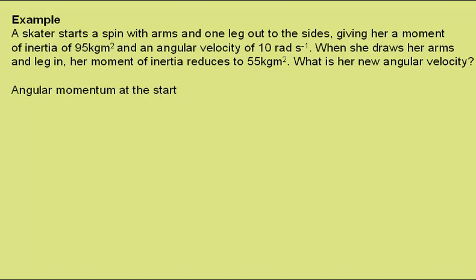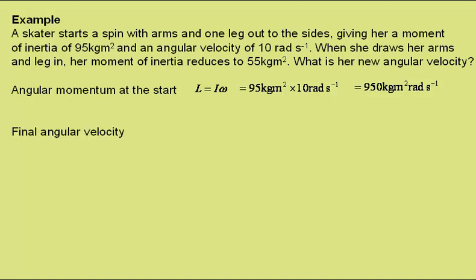Well, angular momentum at the start is given by I omega, where I is the moment of inertia and omega the angular velocity. Putting the values in gives an angular momentum of 950 kg-meters squared radians per second. The final angular velocity will be given by omega equals angular momentum over moment of inertia. Putting in the values gives an angular velocity of 17.3 radians per second.